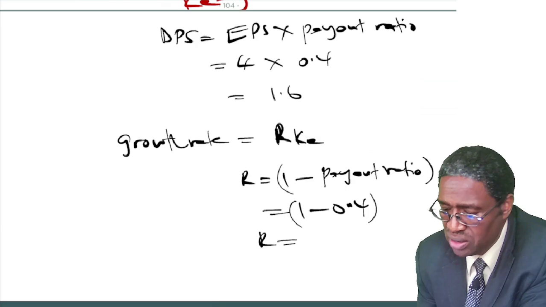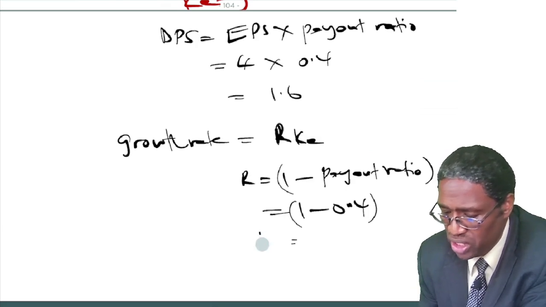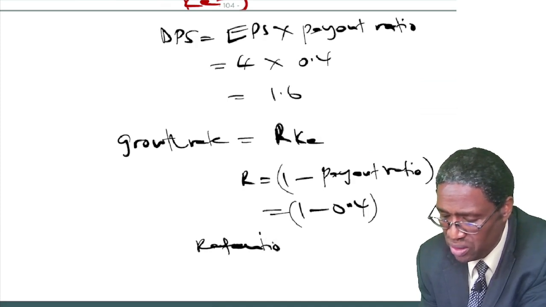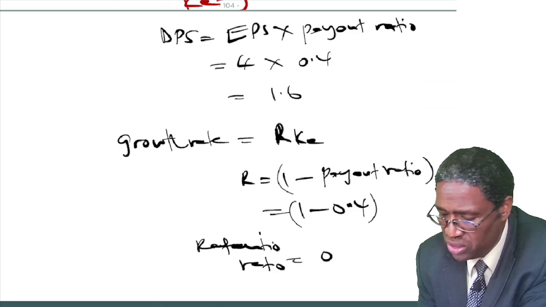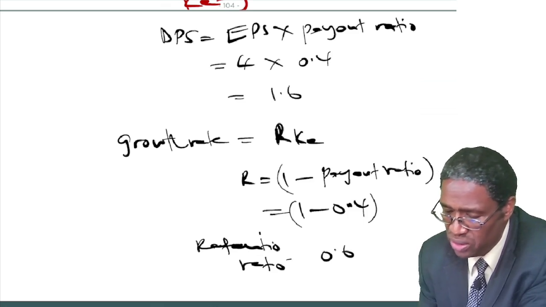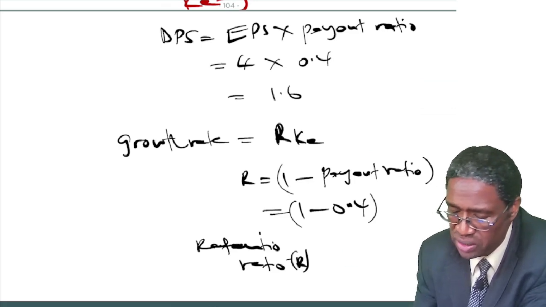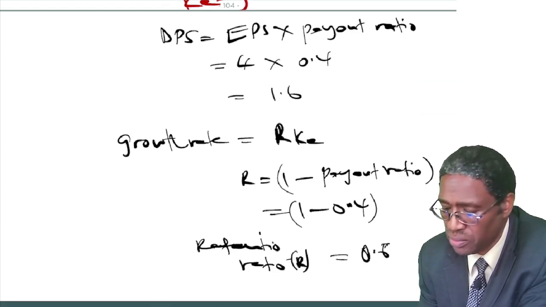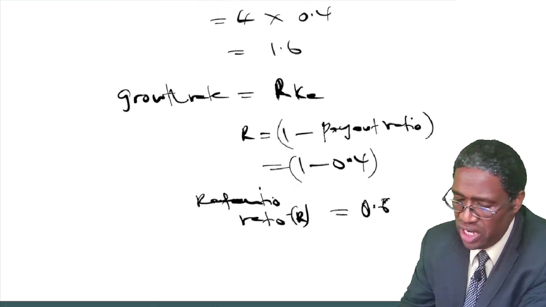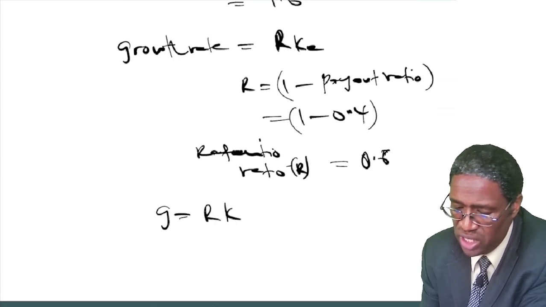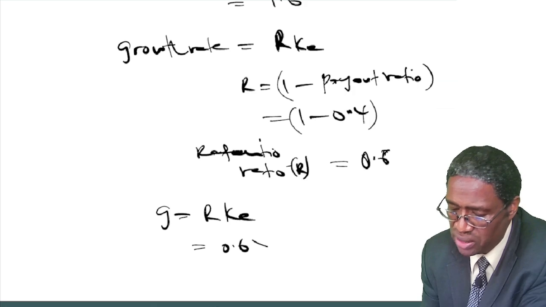So that means our R, the retention ratio, equals 0.6. Retention ratio R equals 0.6. Now you know the retention ratio, now we can get the growth. Come and see, your growth is equal to R times KE. Our R is 0.6. What is KE?